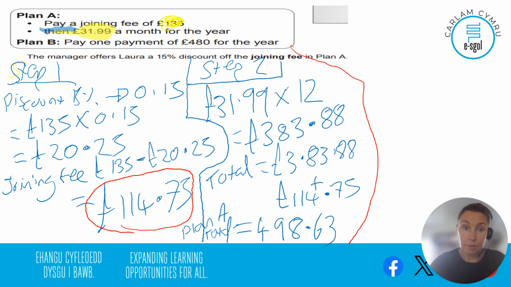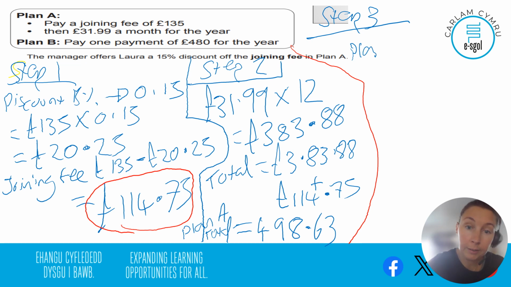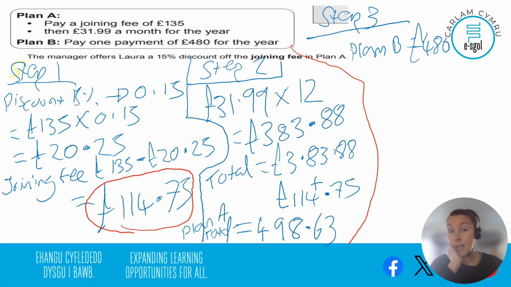We've got one more step because the question has asked which plan is better, plan A or plan B. So it's probably clear to see which plan is the better one. However, we do have to write that down even though it's obvious. So step 3, that's all we need to write here is plan B equals £480. And as I said at the start, there's nothing else to work out on plan B. It's just a flat rate. There is no joining fee. There is no 15% off anything. It's just £480 up front for the 12 months.